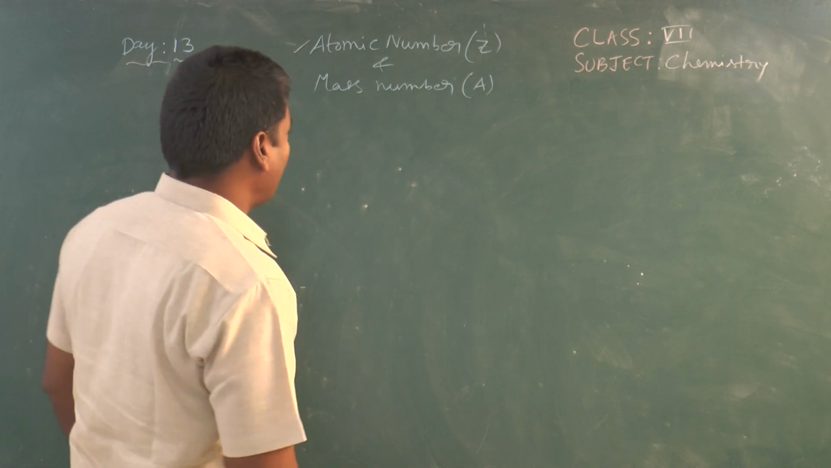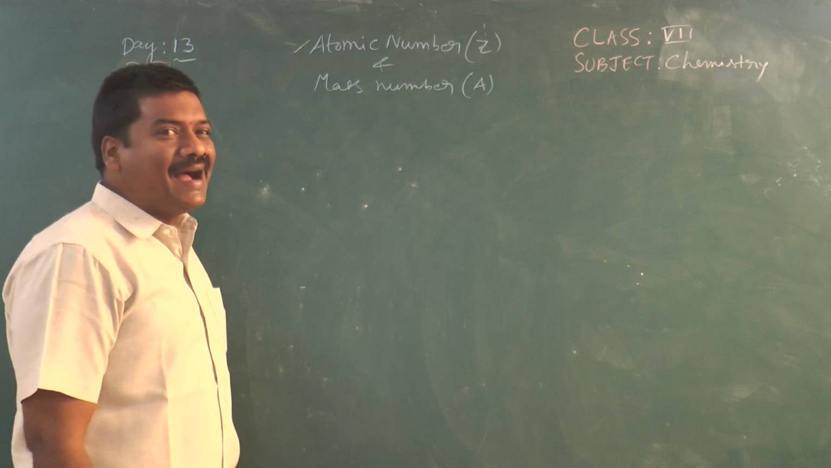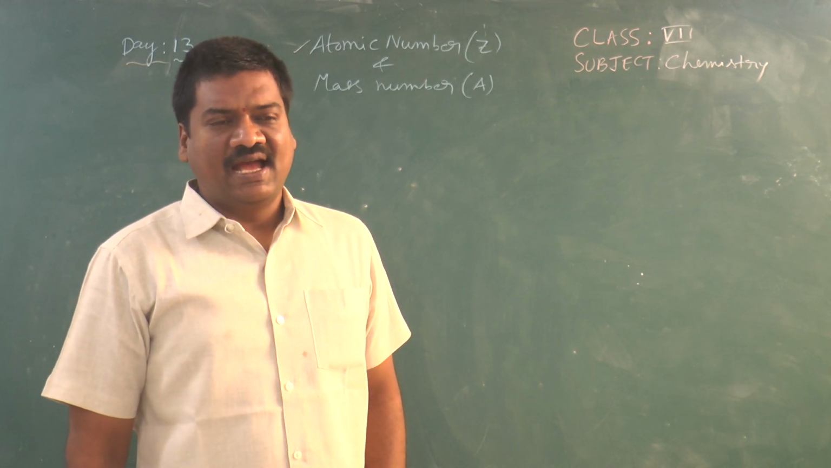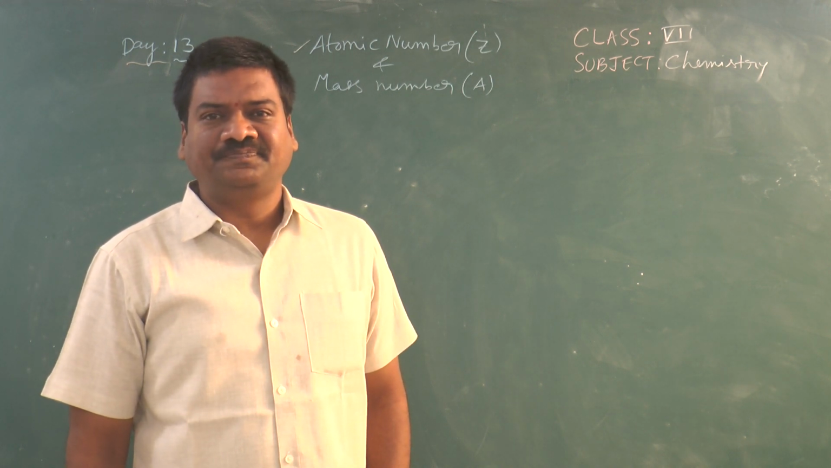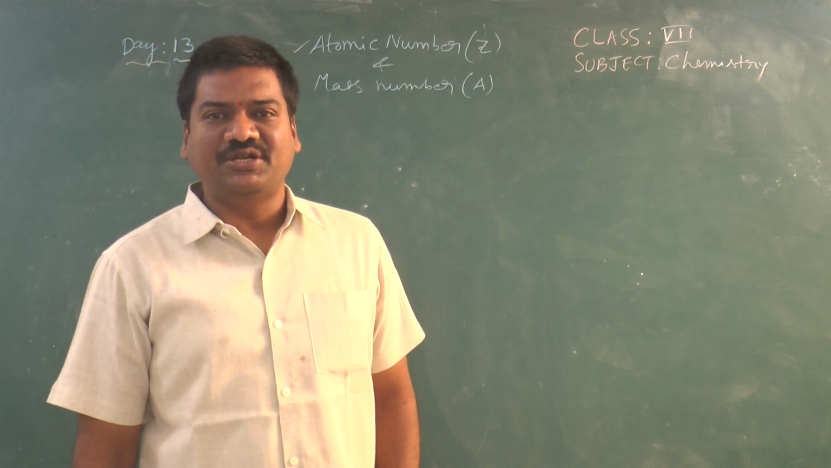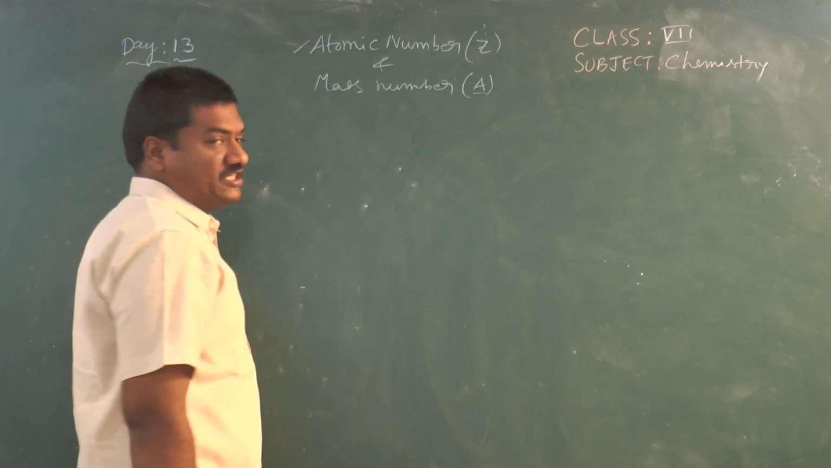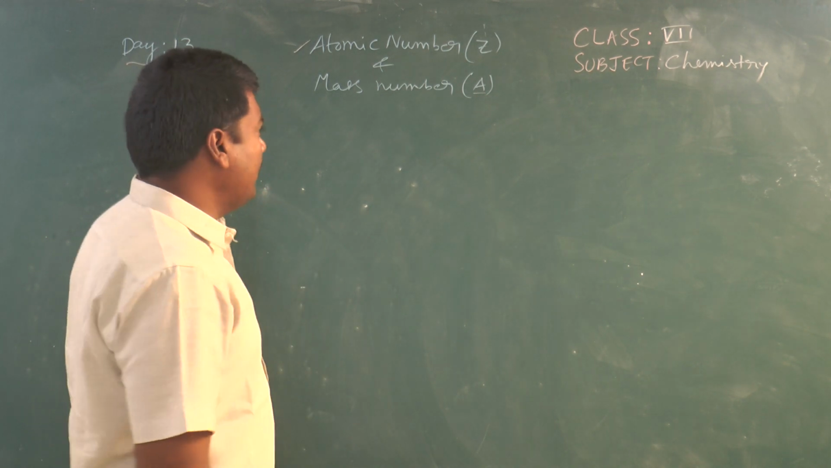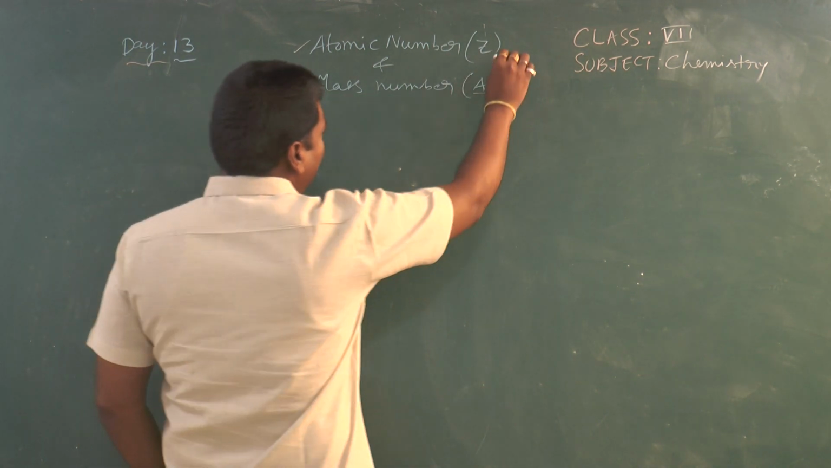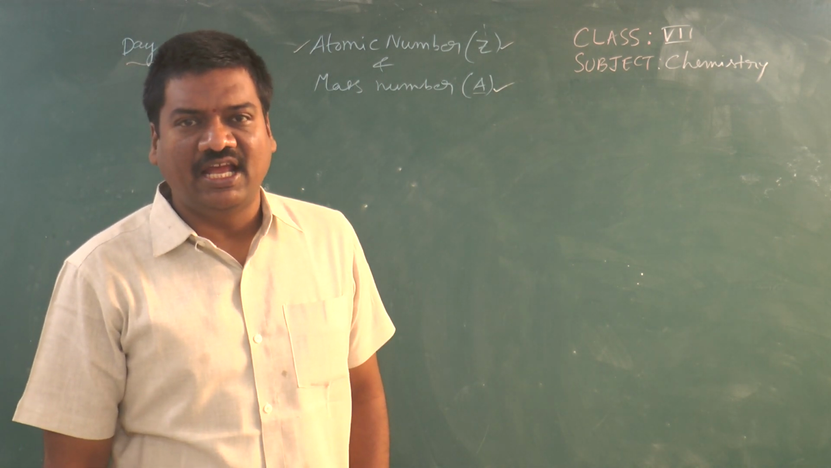Now, mass number tells how many protons and neutrons are present in the nucleus. Mass number is nothing but the sum of the number of protons and neutrons in an atom, and it is represented by capital A. By using mass number and atomic number, we can calculate how many neutrons are present in the element.